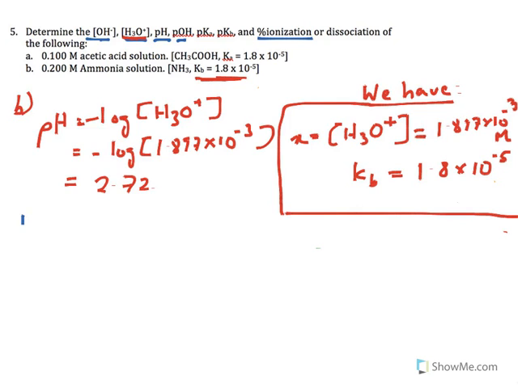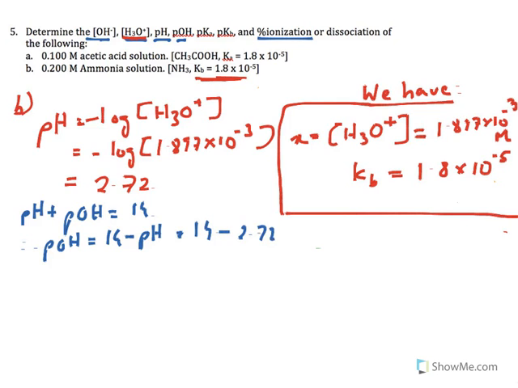Now that we know the pH, we can figure out the pOH. So pH plus pOH is equal to 14. Therefore, pOH is going to be equal to 14 minus pH, which is equal to 14 minus 2.72. And that is going to be equal to 11.28.